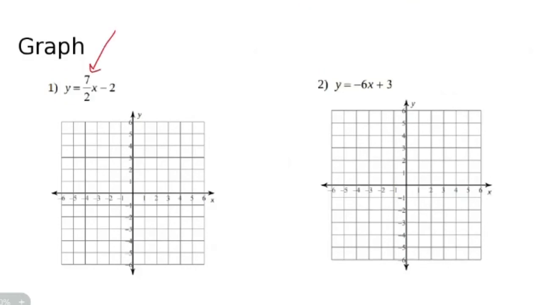Slope is 7 over 2. Y-intercept is negative 2. So I always start out at my y-intercept, negative 2. You with me, bud? I'm going to go up 1, 2, 3, 4, 5, 6, 7, right 1, 2, and put another dot. I could go down 7 and left 2, but I don't have enough space. So I have 2 dots.